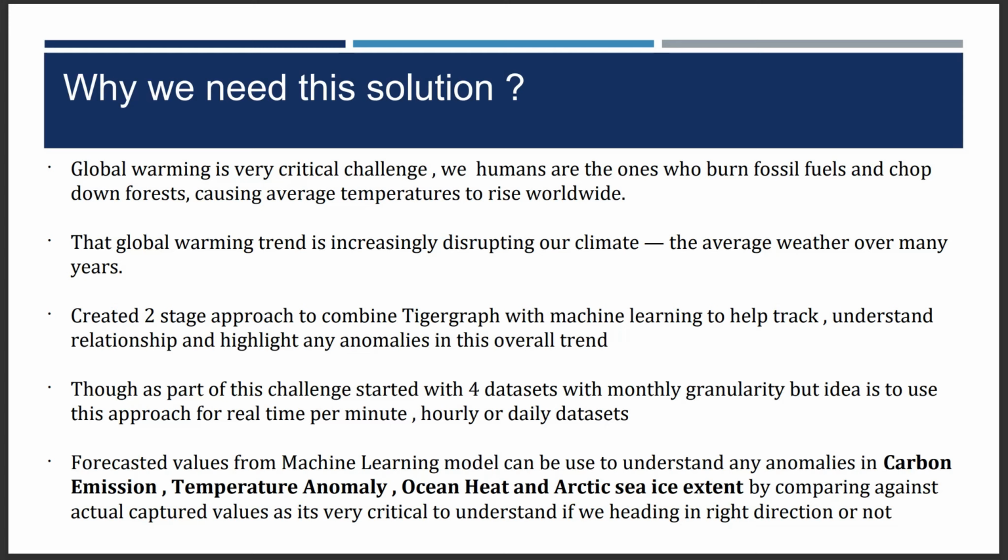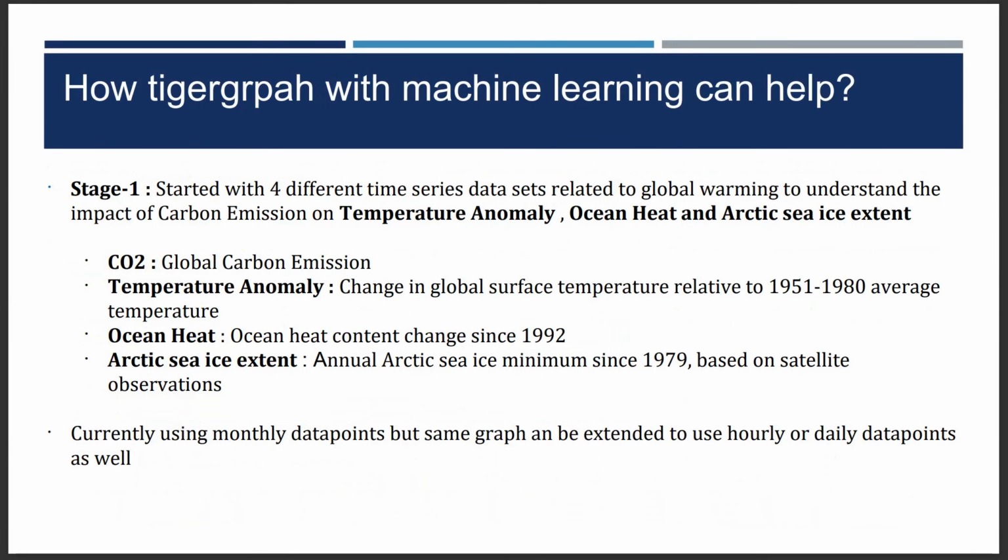Forecasted values from the machine learning model can be used to understand any anomalies in carbon emissions, temperature, ocean heat, and ice extent by comparing against actual captured values, as it's very critical to understand if we are heading in the right direction or not. How TigerGraph with machine learning can help.